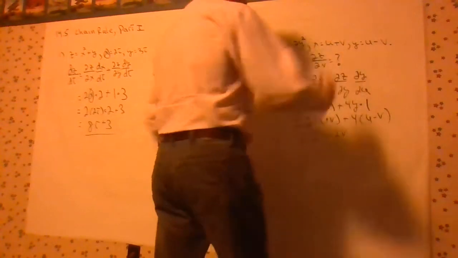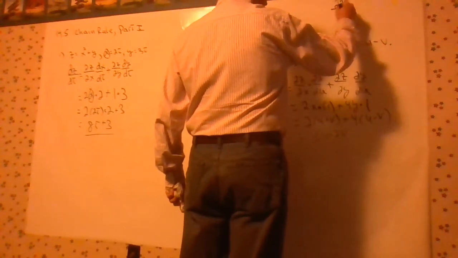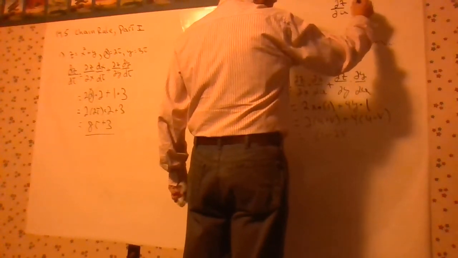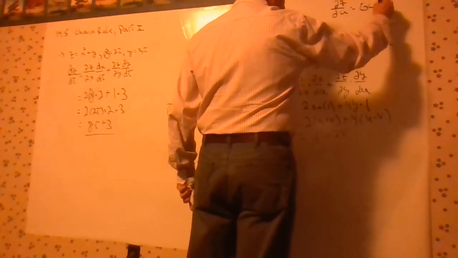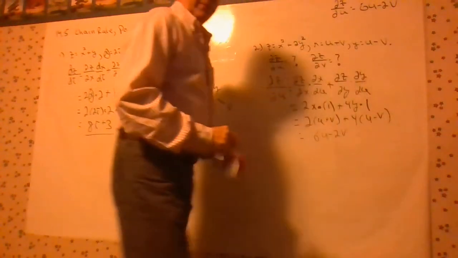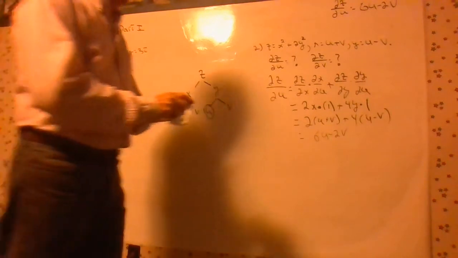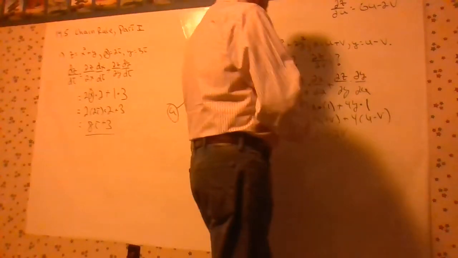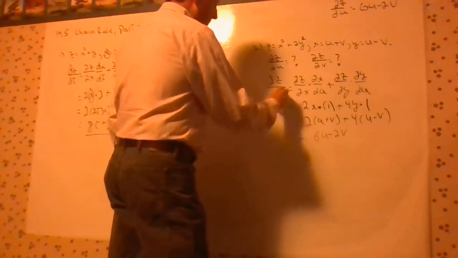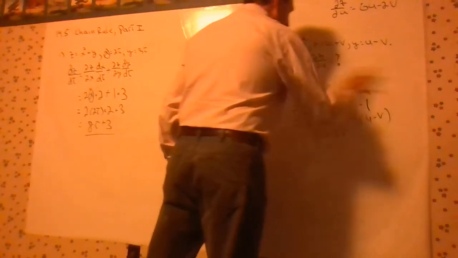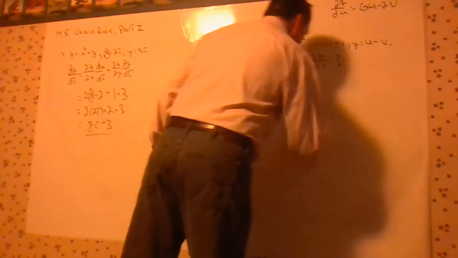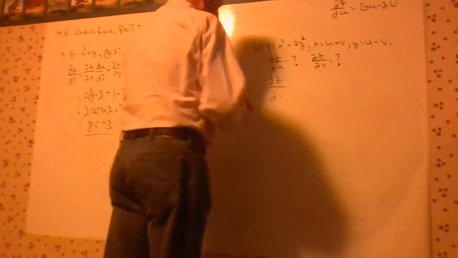Okay, I'm going to write this up here. Partial of z with respect to u is equal to 6u minus 2v. We'll just make a record of that so that we have that for later on. Now we want to find partial of z with respect to v, so we're going to work that out.